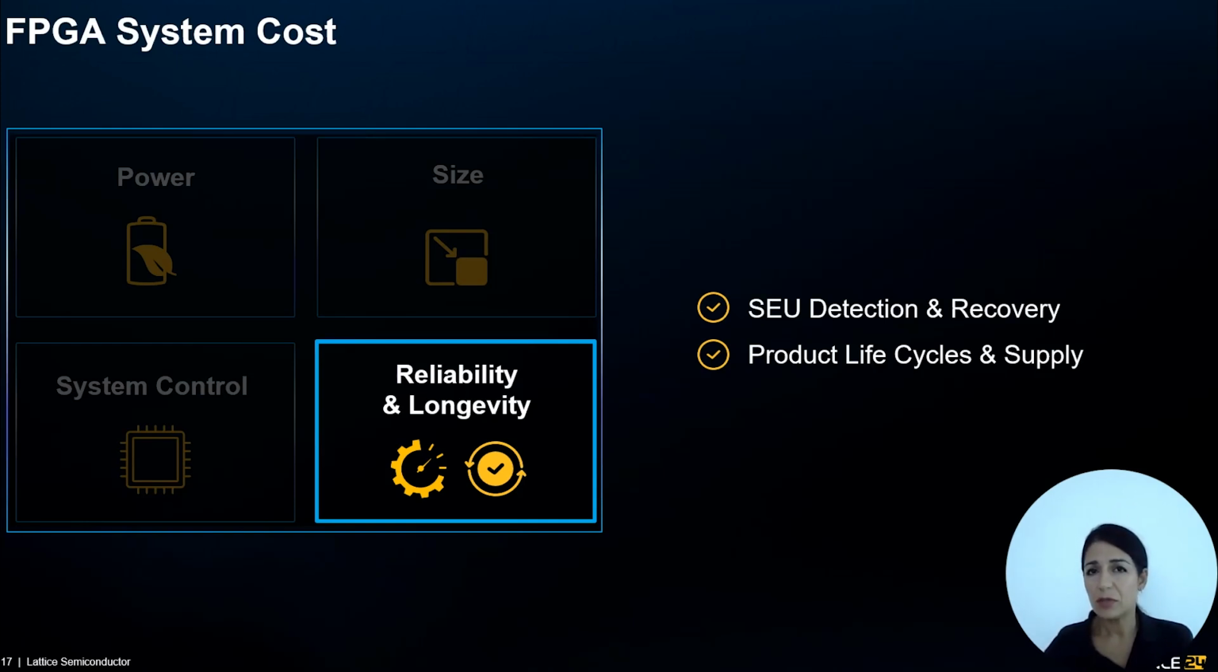So the final couple of topics around system costs that I'd like to discuss are reliability and product longevity. Reliability is critical for avoiding your system going down unexpectedly, and if it does, being able to recover quickly and efficiently. In terms of longevity, for end systems that stay in the market for many, many years, for decades, the product life cycle and longevity of its components is crucial to avoid having to do costly updates and changes to your board and system, especially when they're out in the field.